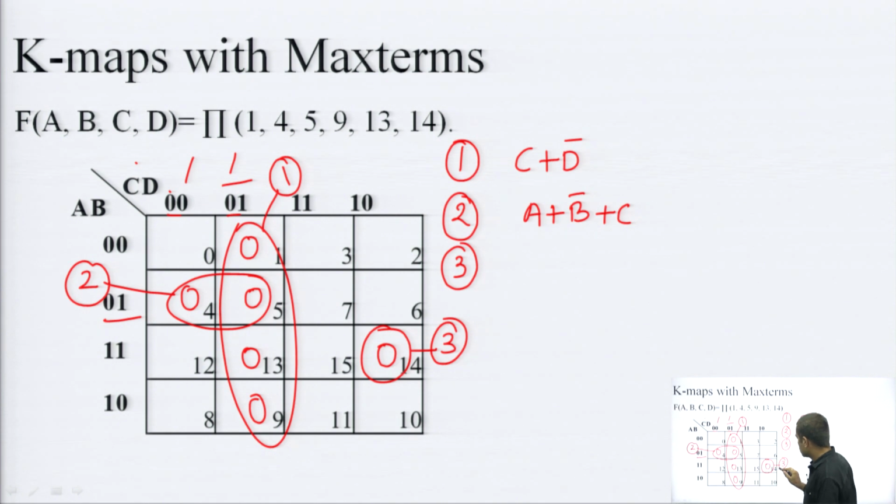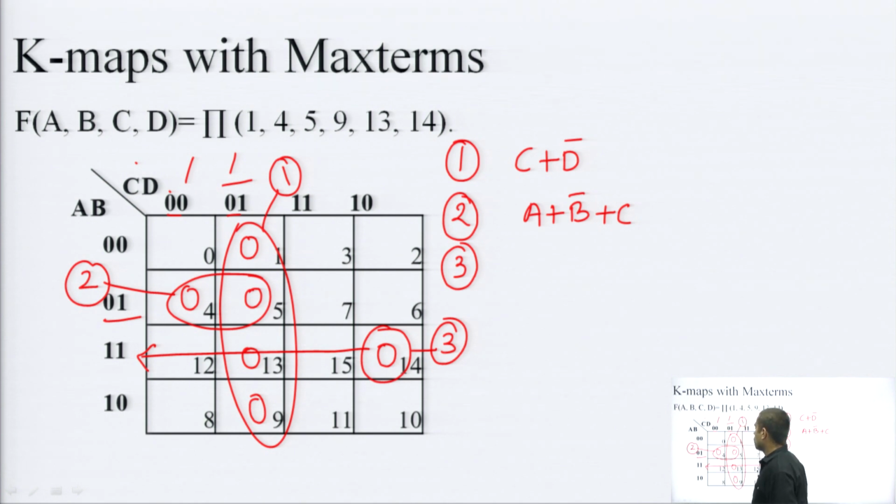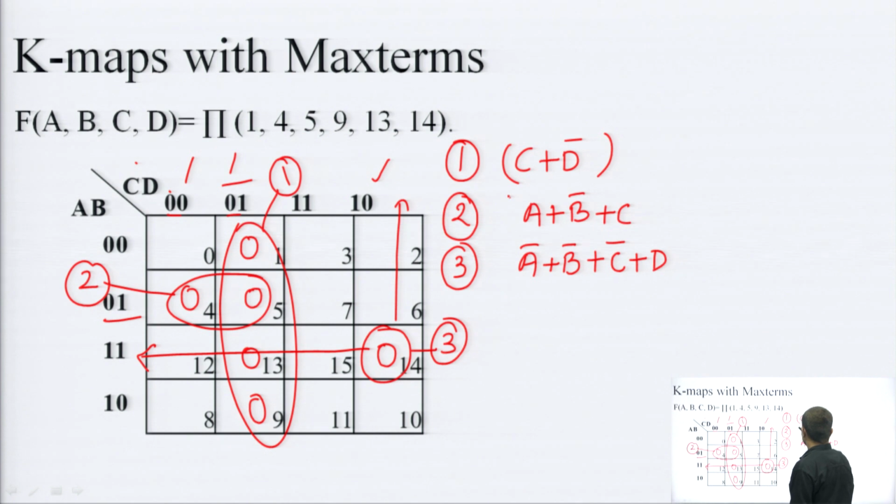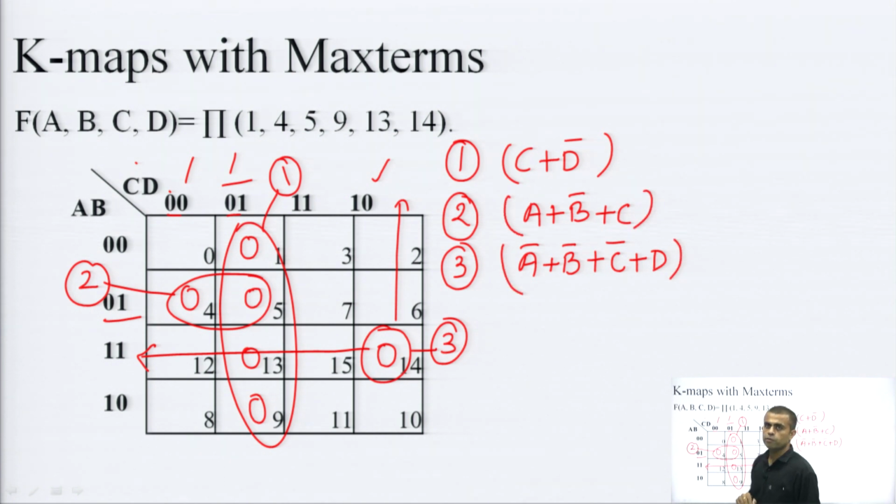For this single entry, I can check that from the row side I have 1 1, that means A bar plus B bar, and from the column side there is 1 0, which can be written as A B C bar plus D. So these are the 3 sums obtained from these 3 groups. When we multiply these, we will get the final answer. All these 3 things multiplied together will give me the POS solution for this problem.